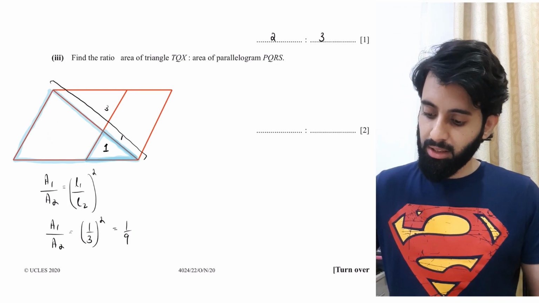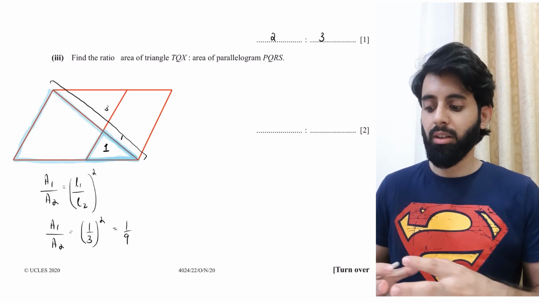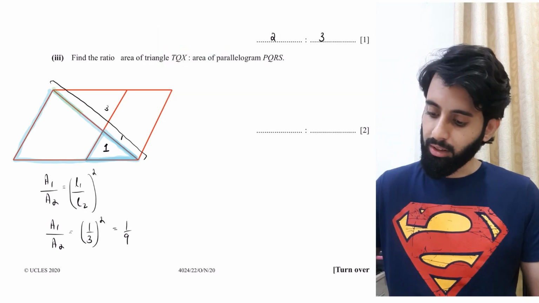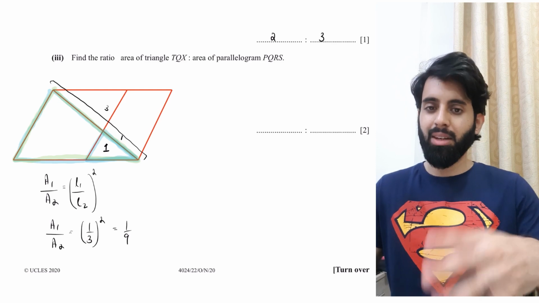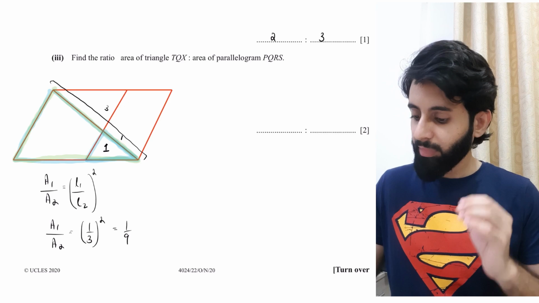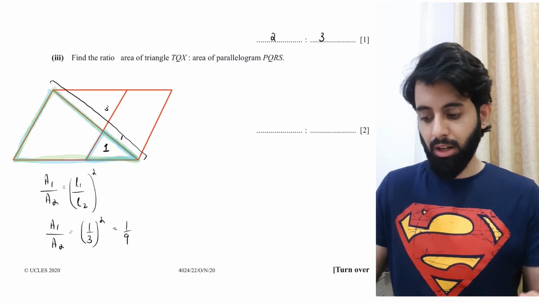This basically means that if the area of this little triangle is 1 part, the area of this entire triangle, the one that I'm highlighting now in green, will be 9 times the area of the smaller triangle. So what is that? How is that going to help me calculate the area of the entire parallelogram?